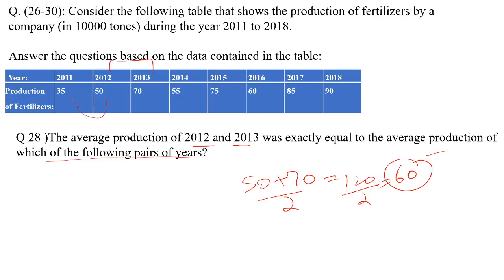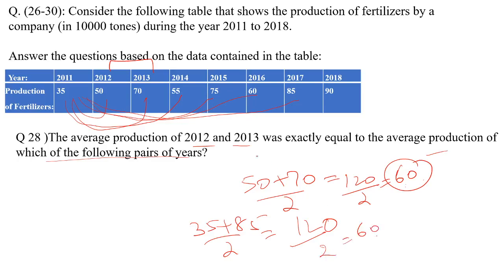We will do it like this. We will add all these values. First we see 120, which will give you 120. You can see 35 plus 85 will give you 120, and 120 by 2 is 60. So you can say 2011 and 2017, when averaged, will give you the value 60.